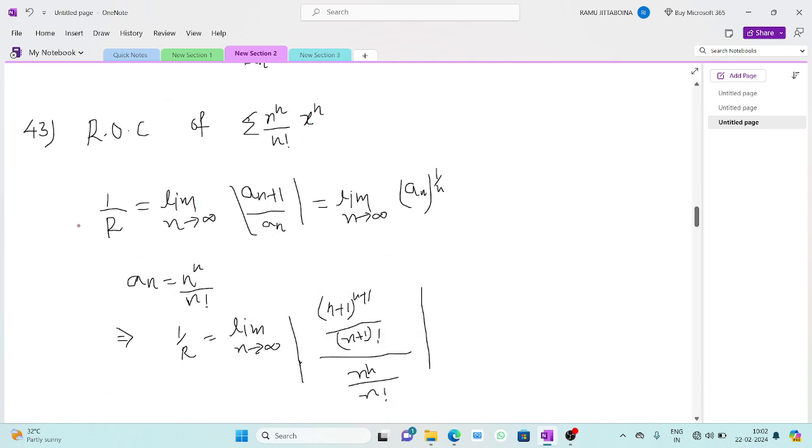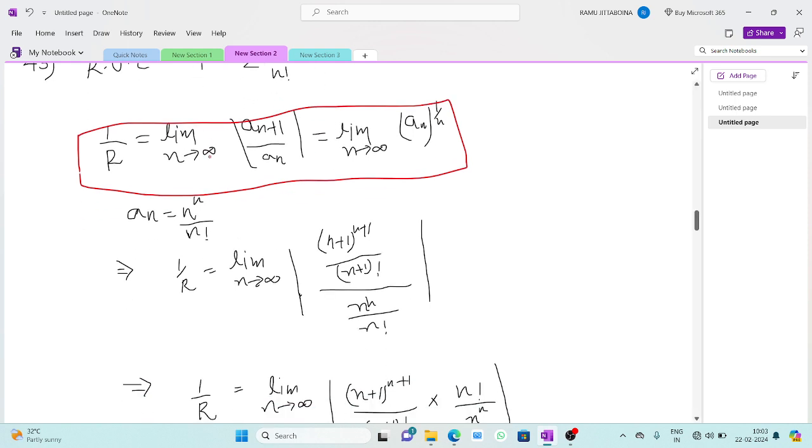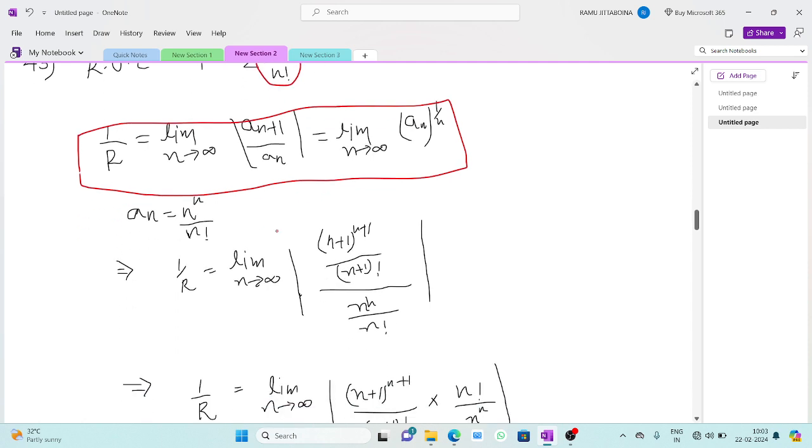This is the formula for the radius of convergence: 1 by r is equal to the limit as n tends to infinity of a(n+1) divided by a n, which is equal to the limit as n tends to infinity of a n power 1 by n. I just use this part. I consider the given term as a n. I get a n equal to n power n divided by n factorial. I just apply the n plus 1 term in place of n.